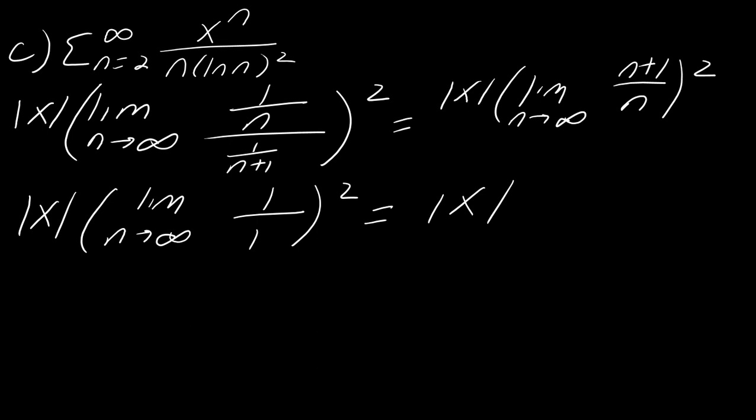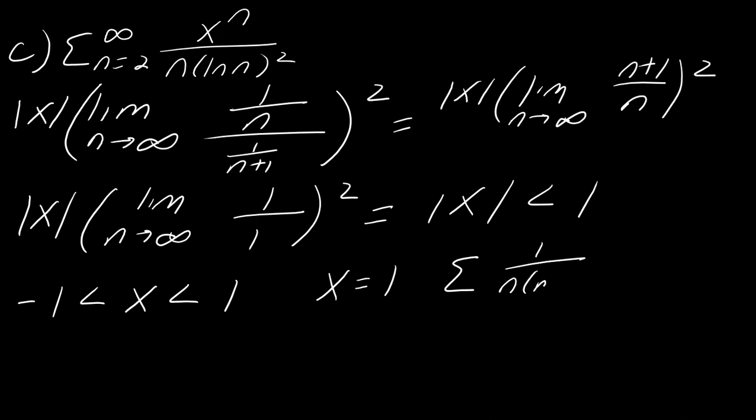So I need the absolute value of x less than 1, so 1 is my radius. Now I need to set up the endpoints. If x equals 1, my series becomes 1 over n times the natural log of n, squared. I can compare this series with 1 over n cubed. This converges as a p-series, so this whole series converges.